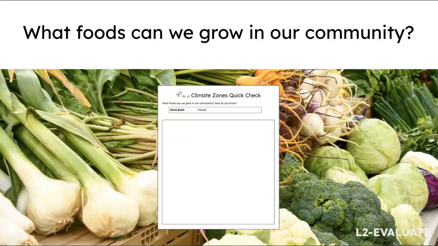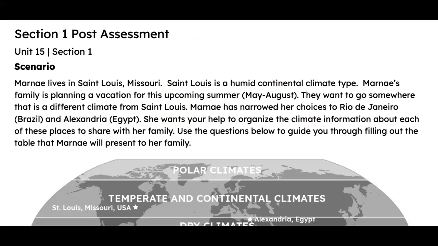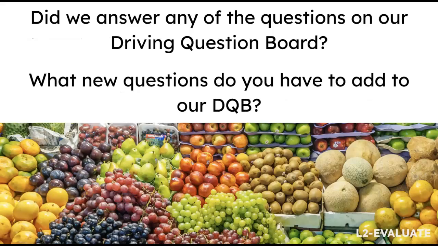For the Evaluate portion, you'll have students complete the Climate Zones Quick Check student journal page and the Section 1 post-assessment. To support student sense-making across the unit, orient them back to the driving question board. Ask, did we answer any of the questions on our driving question board?